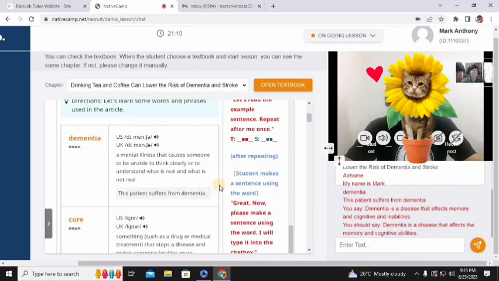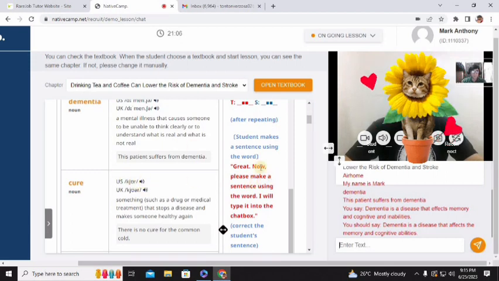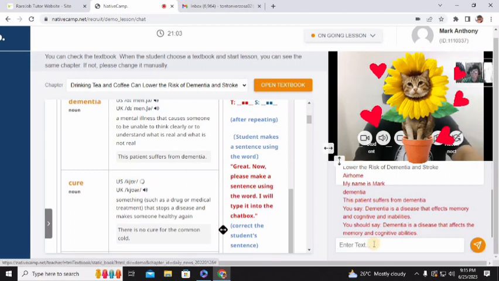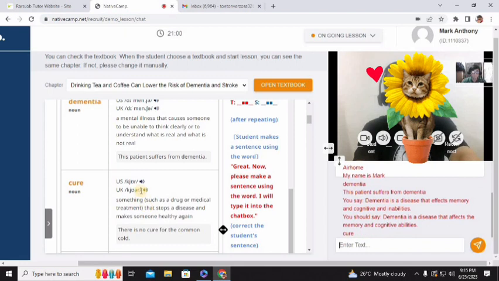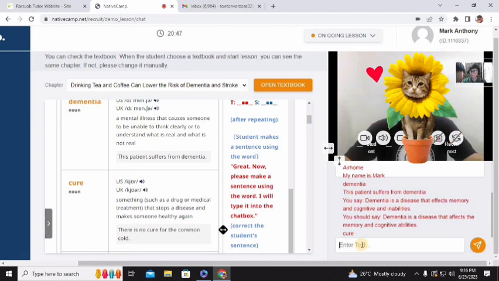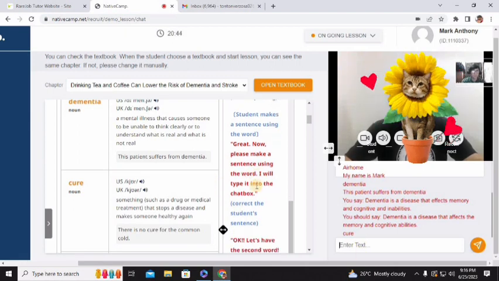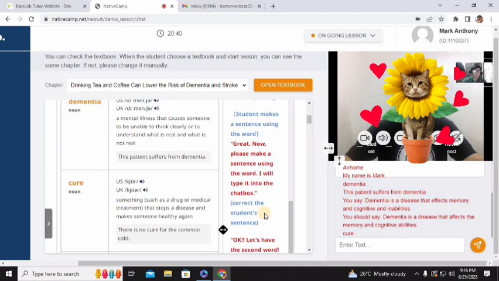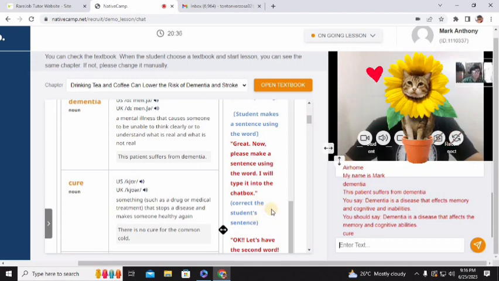All right, thank you so much. Now let's go to the next word. Okay, let me play the audio for US. Cure. Please repeat. Cure. Okay, and for UK? Cure. Okay, thank you so much. Let me read the definition. Cure is something such as a drug or medical treatment that stops a disease and makes someone healthy again.